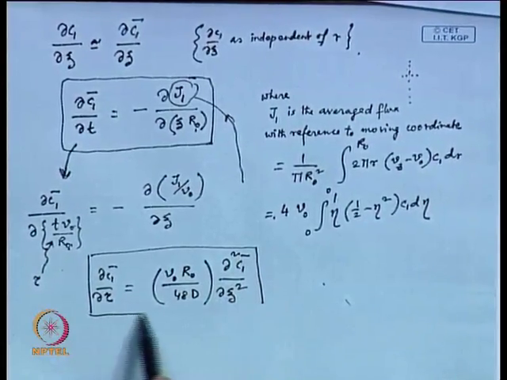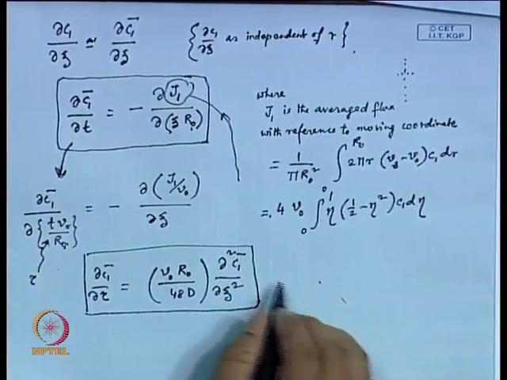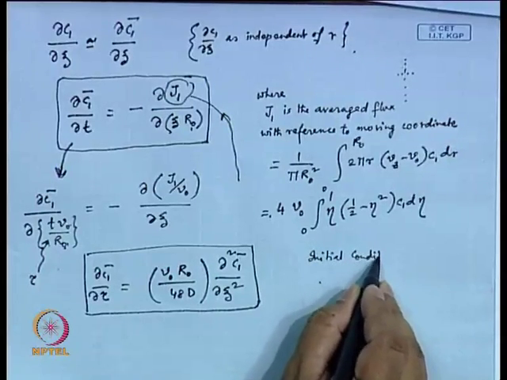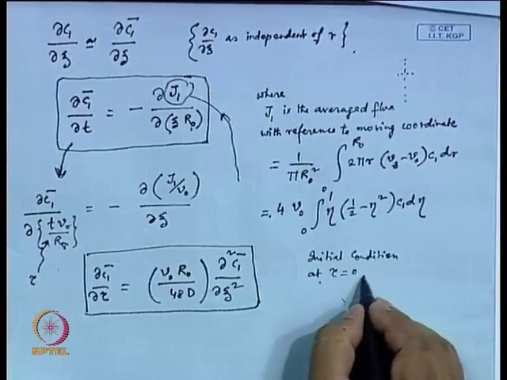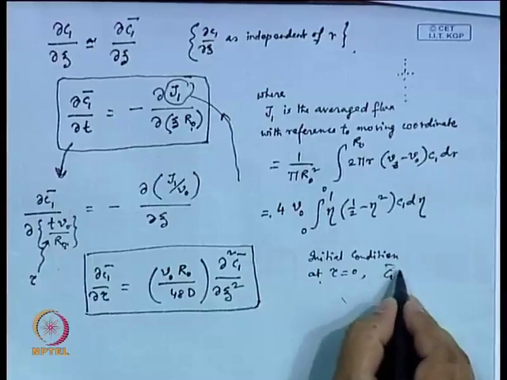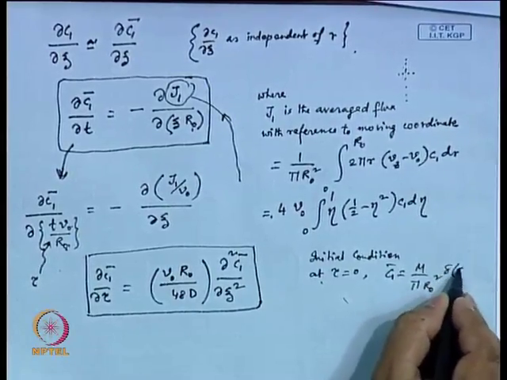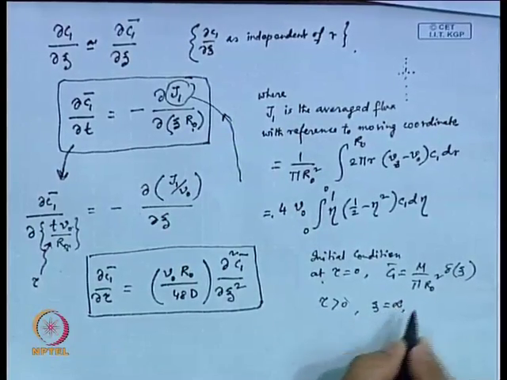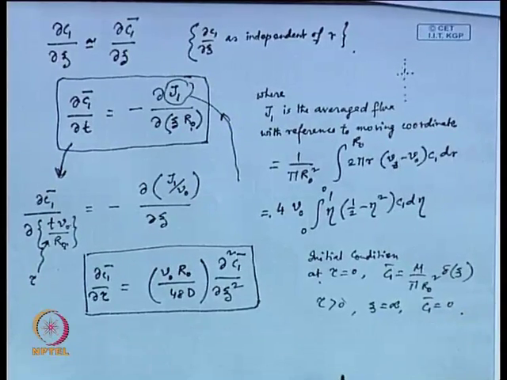And this expression will have now you will impose those initial and the boundary conditions. The initial condition is that at tau is equal to 0 for all zeta, C 1 bar is equal to m by pi r 0 square delta zeta, and for tau greater than 0, zeta is equal to infinity, C 1 bar is equal to 0. So, with that you will solve this equation.